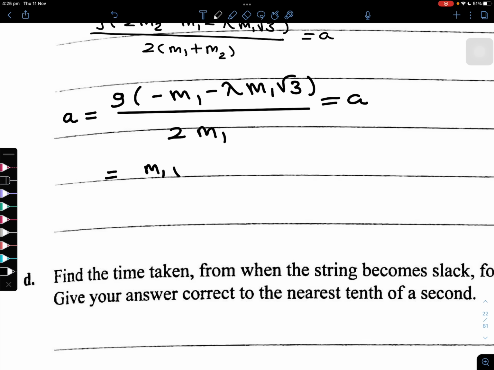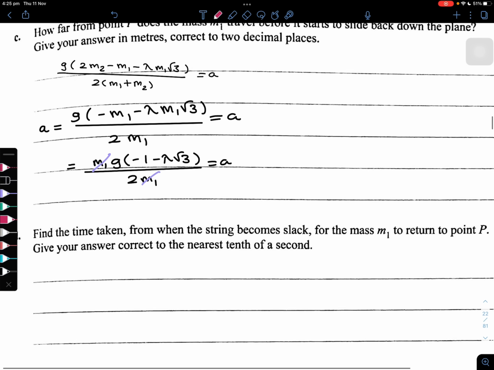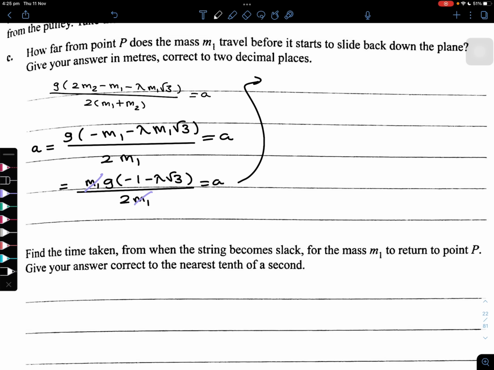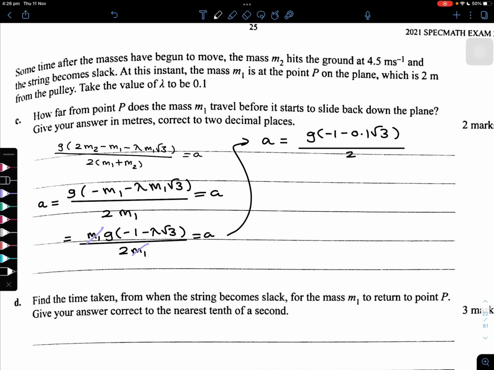Now, as you can see, we can factor out m1 from the top. That's going to leave us with g at the front, negative 1, take lambda root 3 on 2, is equal to a. Now, from here, these two cancel. So we actually have a constant for our acceleration, which is really good. So coming back up here, our acceleration is equal to g, negative 1, take lambda root 3 on 2. Remember, it says here lambda is 0.1. Okay, very good.